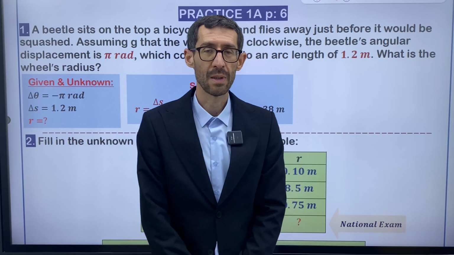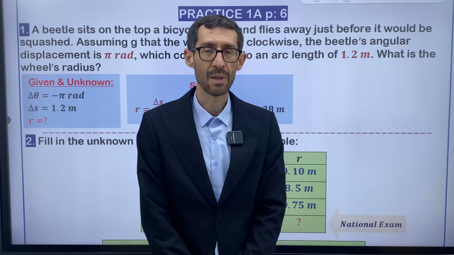So R is equal to delta S over delta theta. Delta S is negative 1.2, divided by negative pi. Negative simplifies with negative, and the answer will be 0.38 meters. Right? Let's move on to another question.